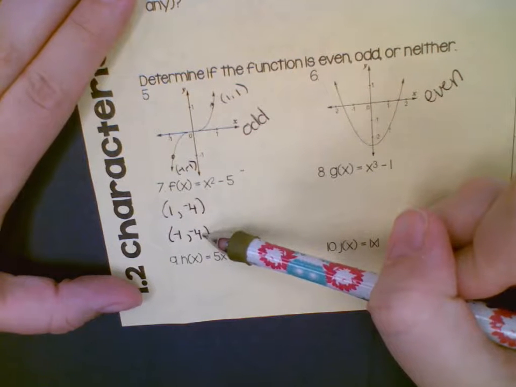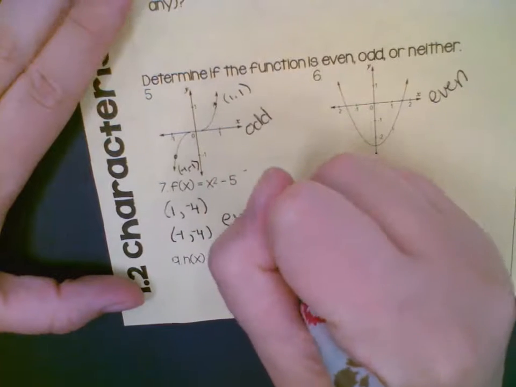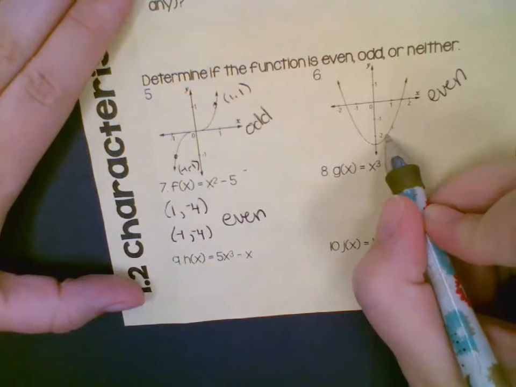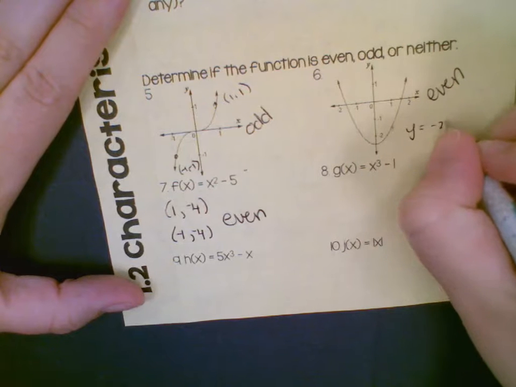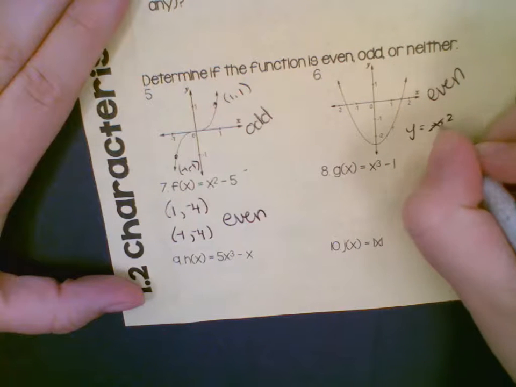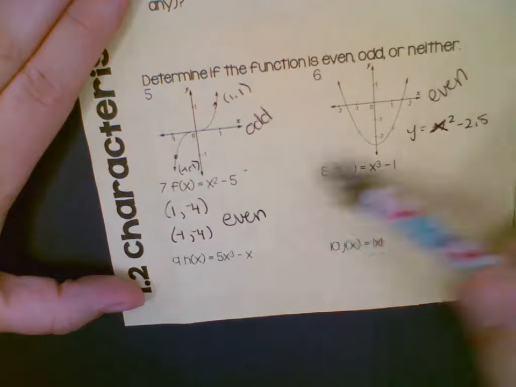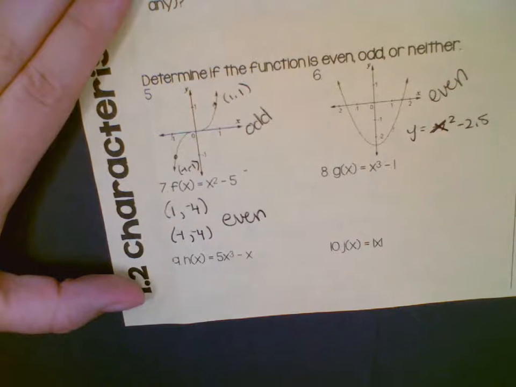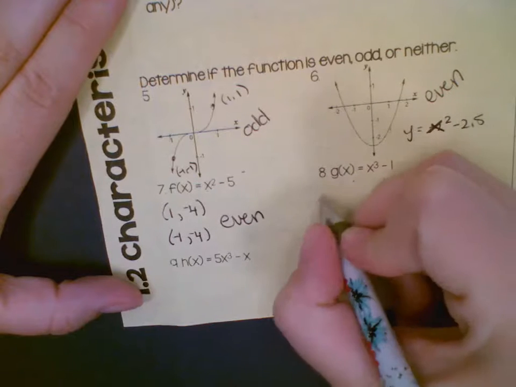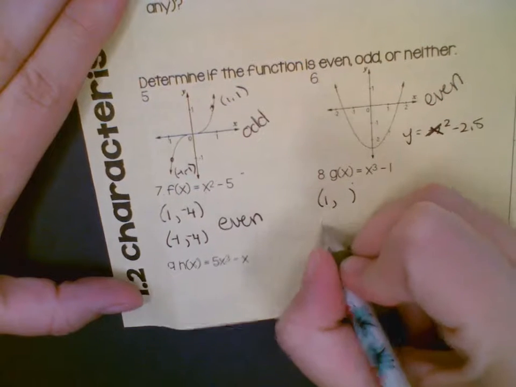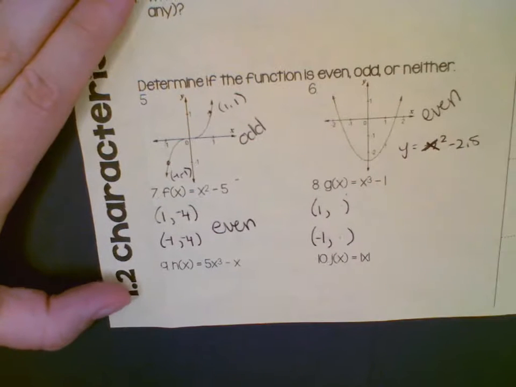So is that even, odd, or neither? Good, it's even. This equation is almost just like this. This equation would be y equals x squared minus 2.5. So, I mean, it's just moving the y-intercept a little bit. So it's like the same. Okay, so for this one, I'm going to plug in 1 again because that's the easiest. And then I'll plug in negative 1, and we'll analyze what happens to the y values.